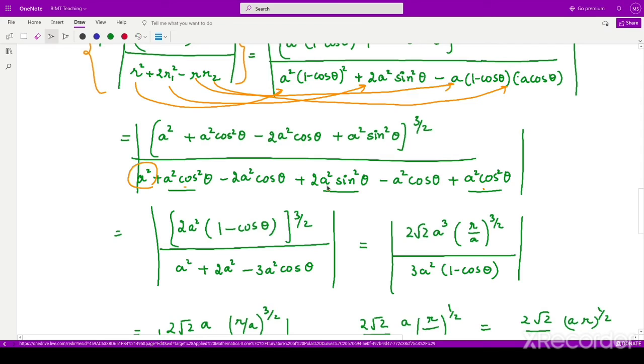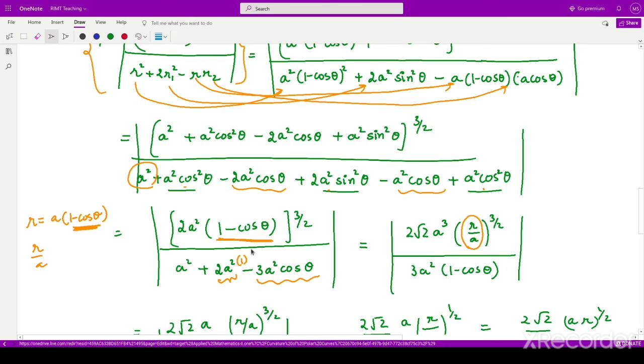If you take a square common from there, or in fact you can take 2a square common, you would be having cos square theta plus sine square theta, that is equivalent to 1. And then this term and this term will make this minus 3a square cos theta. So now you know what is this value, 1 minus cos theta. We are given r is equal to a(1 minus cos theta). This is given to you in the question. So now what is the value of this 1 minus cos theta? It is r by a. So I have just replaced this 1 minus cos theta with r by a, and 2a square as such, right?